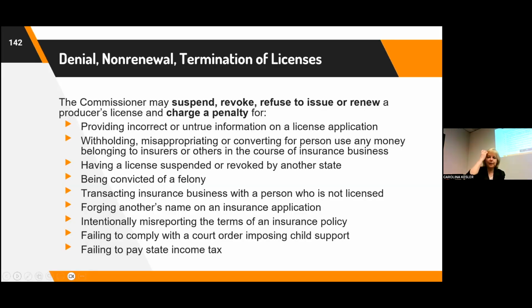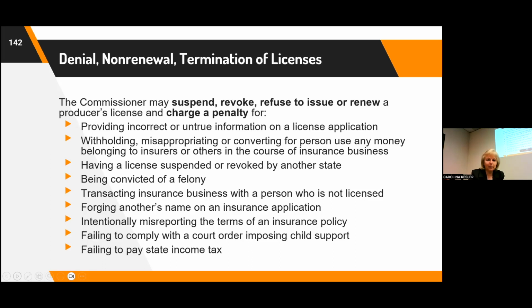The commissioner can suspend, revoke, refuse to issue or renew a producer's license and charge a penalty for providing incorrect or untrue information on a license application, withholding, misappropriating, or converting for personal use any money belonging to insurers or others in the course of insurance business, having a license suspended or revoked by any other state, being convicted of a felony, no matter what it is. It's up to the commissioner whether they're going to allow you to work or not.